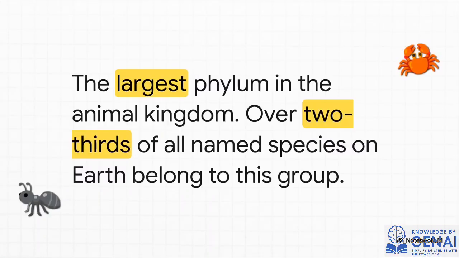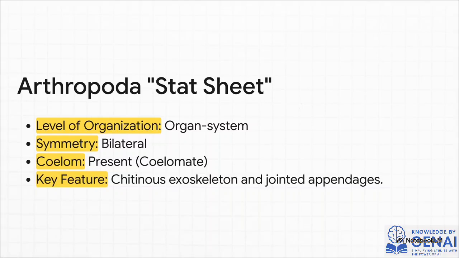Okay, now let's jump way, way up the complexity ladder to the phylum Arthropoda. This is the undisputed champion of the animal kingdom. We're talking about insects, spiders, crabs, you name it. Over two-thirds of all named species on planet Earth belong right here in this one group. It's staggering. And if you look at their stats, you can see why they're so successful.